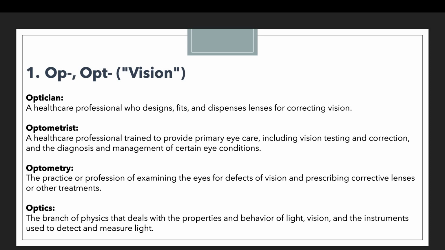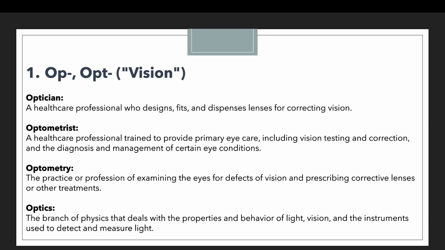The first example is optician. Now, what is an optician? An optician is a healthcare professional who designs, fits, and dispenses lenses for correcting vision. So a professional who designs the lenses, fits the lenses, or dispenses the lenses for correcting vision is known as an optician.